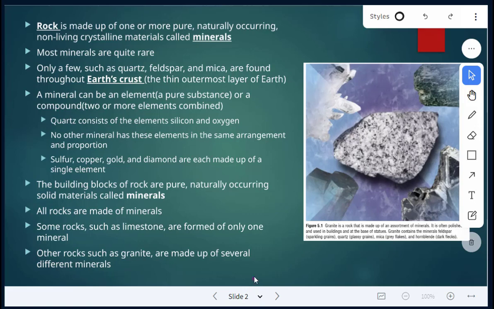So what is a rock? A rock is made up of one or more pure, naturally occurring, non-living, crystalline materials that are called minerals. Most minerals are quite rare. There are only a few, like quartz, feldspar, and mica, that are found throughout Earth's crust, which is the thin outermost layer of Earth.